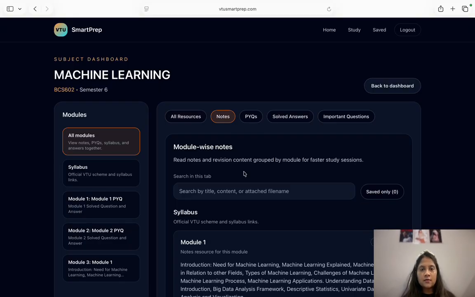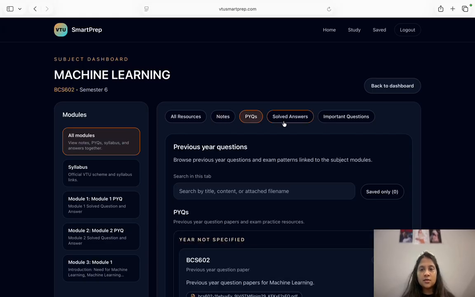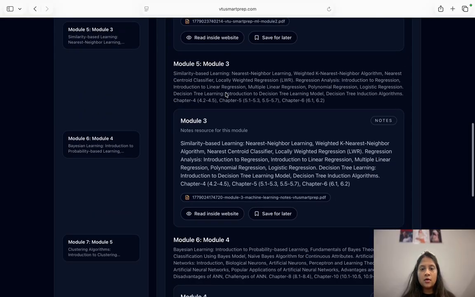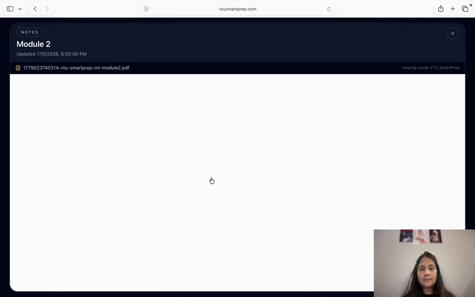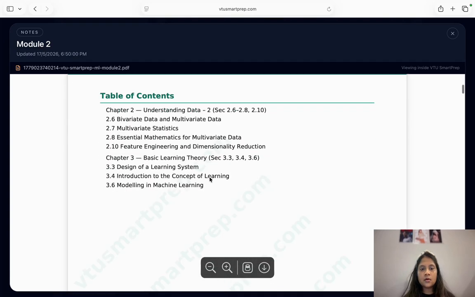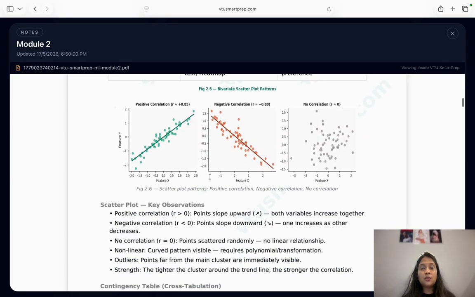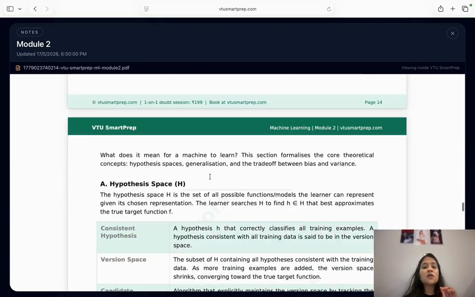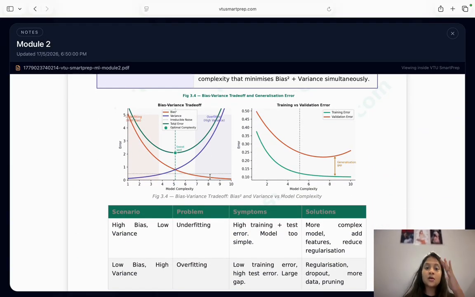Notes are available for machine learning. Once you click on notes, PYQs and solutions, you will be able to find them. Here you can see the notes for module 2, and you can read them inside the website. These are very minimal, last-minute preparation notes. If you remember these keywords, you are definitely going to pass the exam. Not just pass, you are going to crack the exam like anyone else.